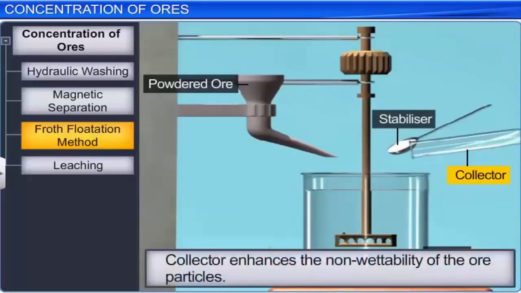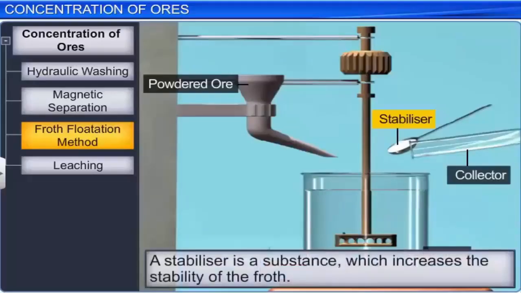A collector is a substance such as pine oil or a fatty acid which enhances the non-wettability of the ore particles. A stabilizer is a substance like cresol which increases the stability of the froth.